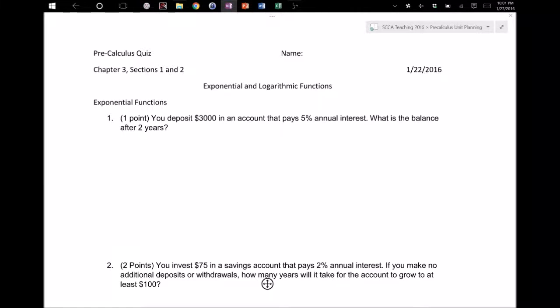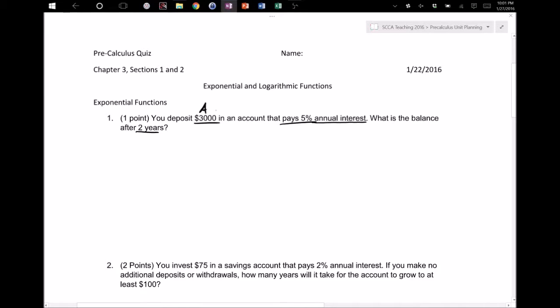Problem number 1. This is a problem concerning compound interest. So we deposit $3,000 in an account that pays 5% annual interest. That means one time a year we're paid interest. And what is the balance after 2 years?